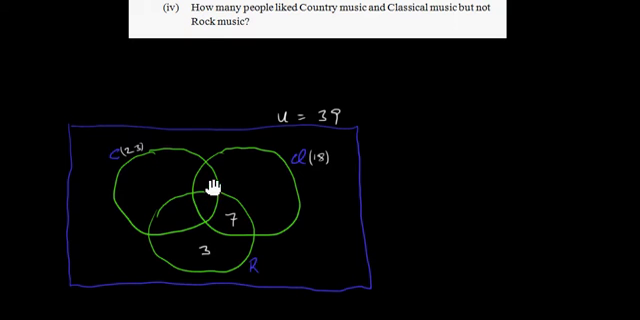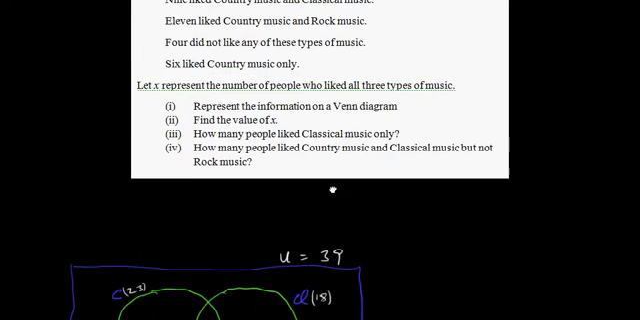but we don't know how to split up that 9. It doesn't say country music and classical music only. If it did, we could put the 9 here. It just says country music and classical music. So it's here, but we don't know how to split up that 9. Okay.